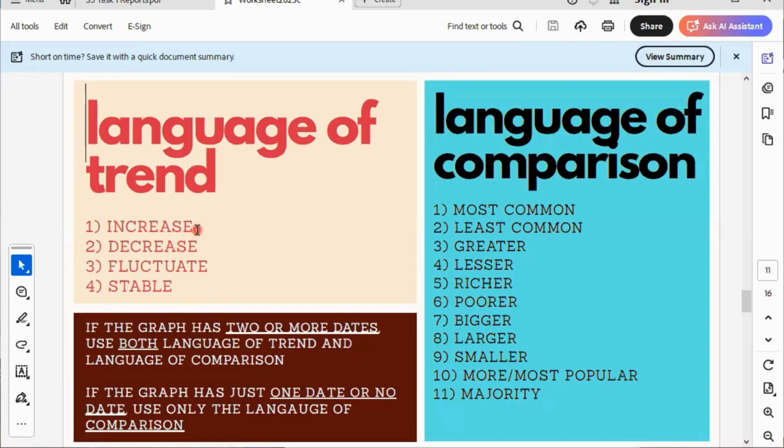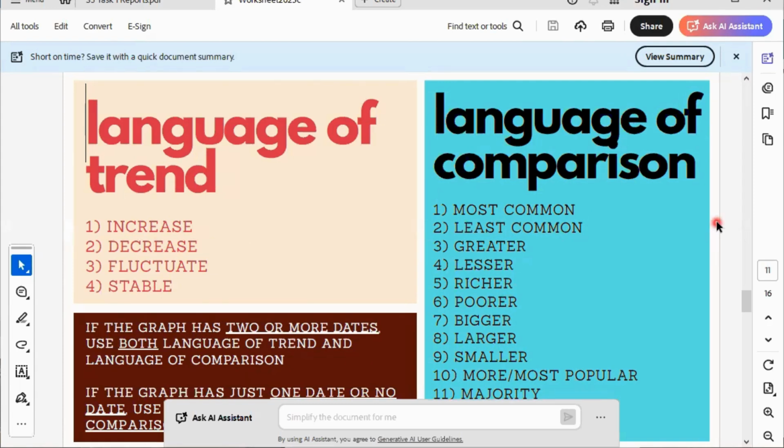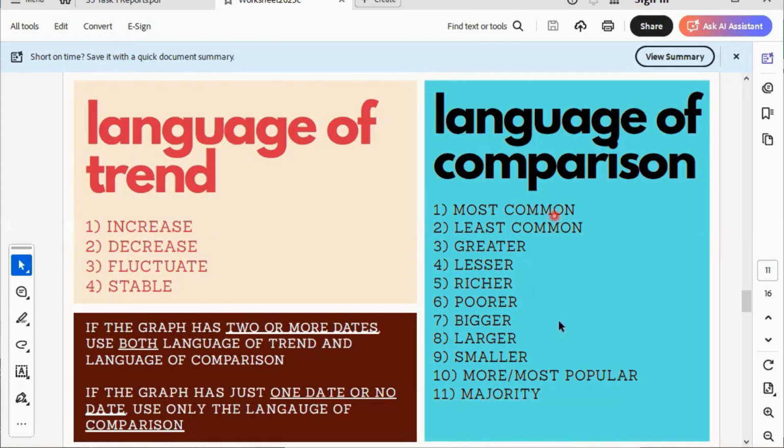So instead of saying increase, somebody can say rise. Instead of saying decrease, somebody can say reduce, decline. Okay? So if I see any of these four words, what it means is that that person is using the language of trend. Okay? Then we have the language of comparison. These are the words that represent language of comparison. Interestingly, these are not the only words that represent language of comparison. There are many other words that can be used for language of comparison. The list is long. But for language of trend, these are the only four words that you can use. Either you use these four words or the paraphrases of these four words.